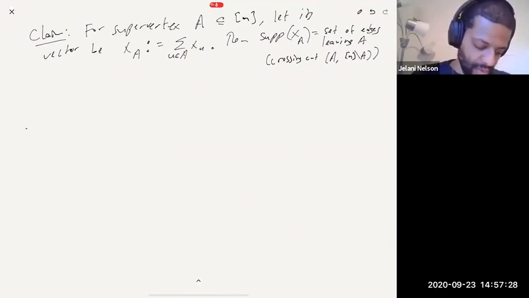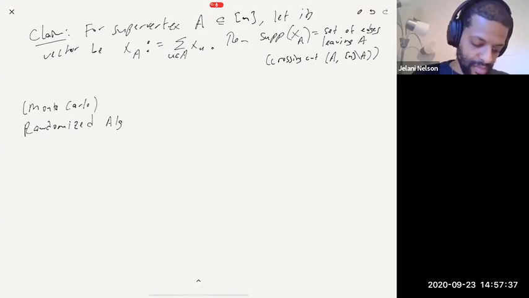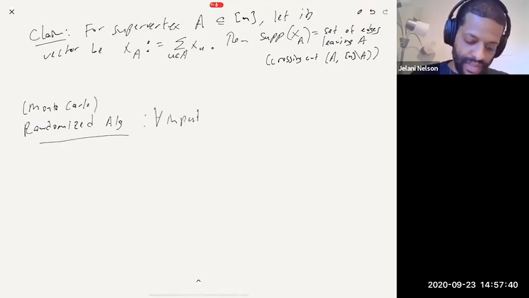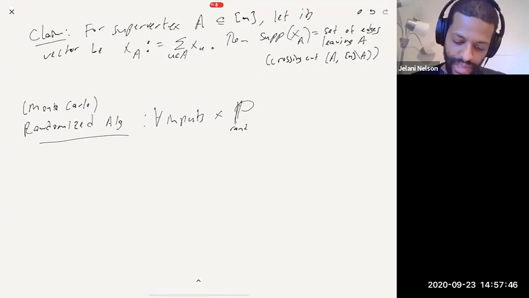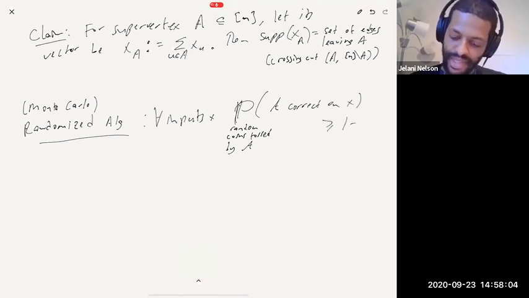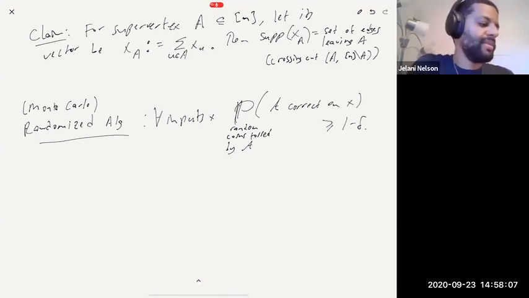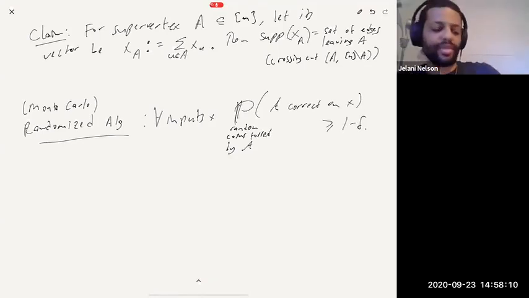A Monte Carlo randomized algorithm says that for all inputs x, the probability over the random coins tossed by the algorithm A that A is correct on input x is at least 1 minus delta, right? That's usually what we mean when we say that we have a randomized algorithm that works with high probability.